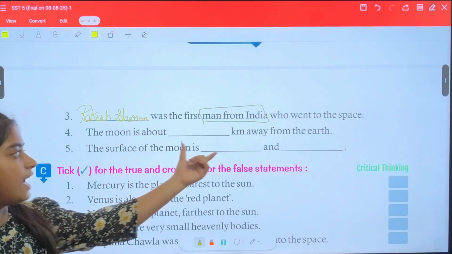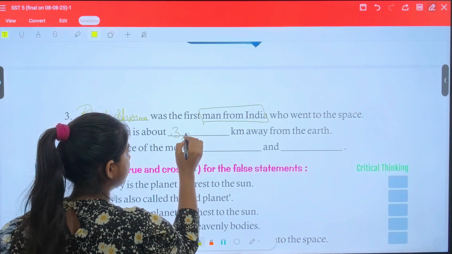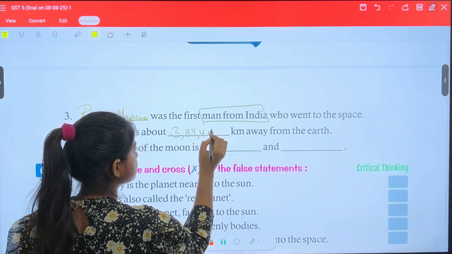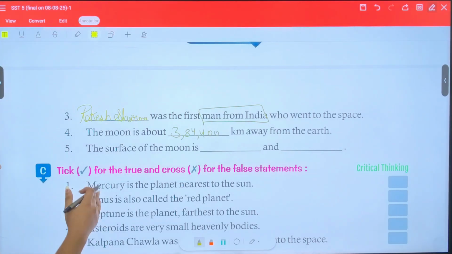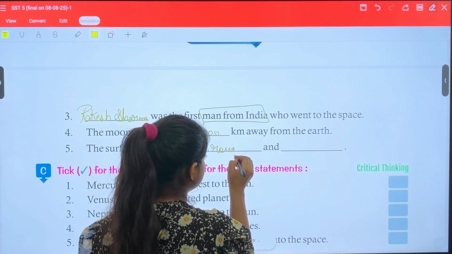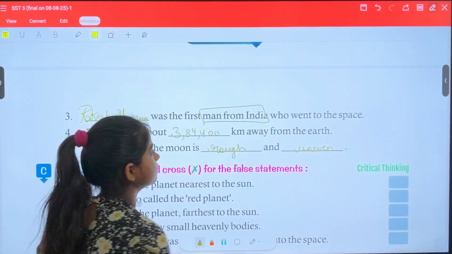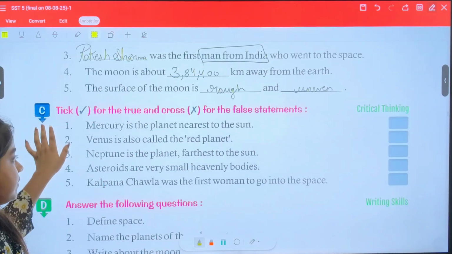The Moon is about dash kilometers away from the Earth. So we saw from the text that this is 384,400 kilometers. Clear? The surface of the Moon is very rough and uneven. Clear?